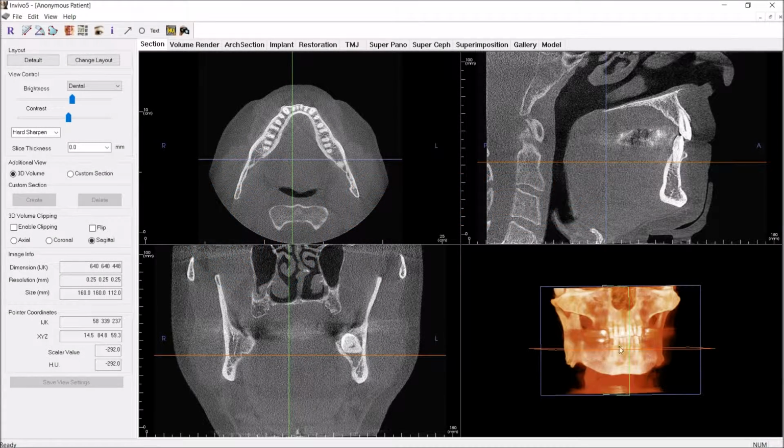I'm going to take you real quickly through what I do when I interpret a cone beam CT. This is just a 65-year-old patient. This was taken on an iCat Flex machine. And so first you open it up, you look at it.